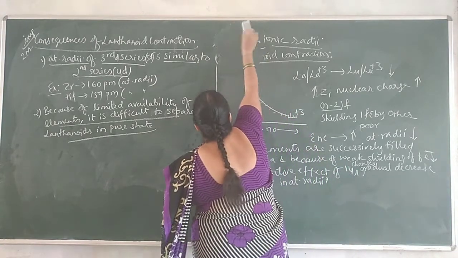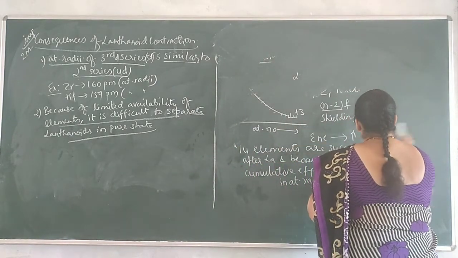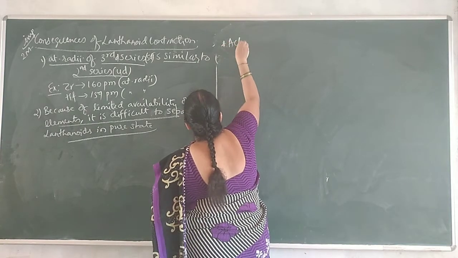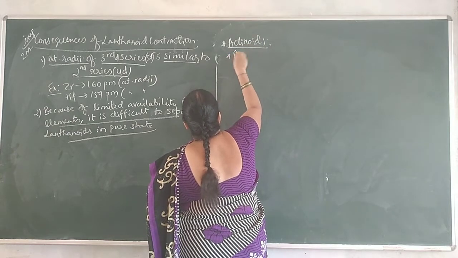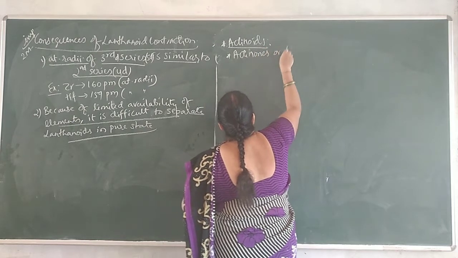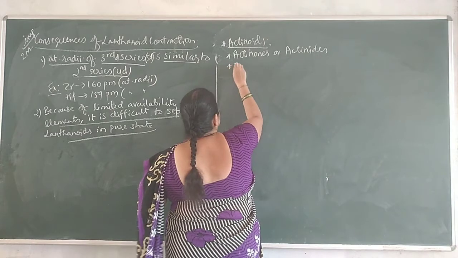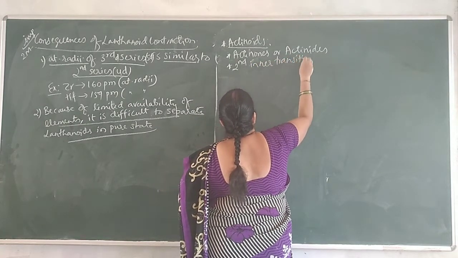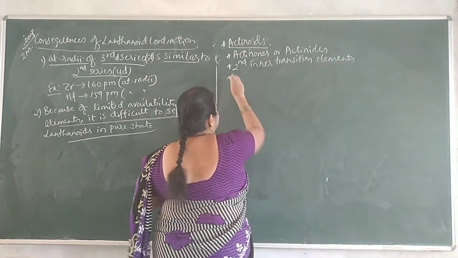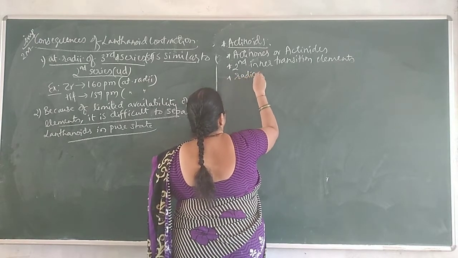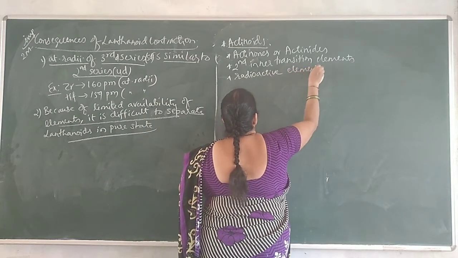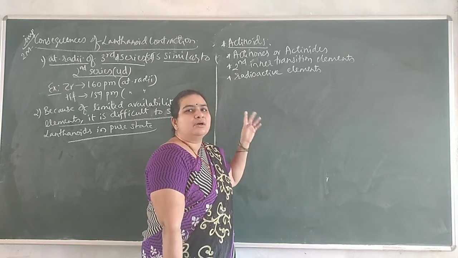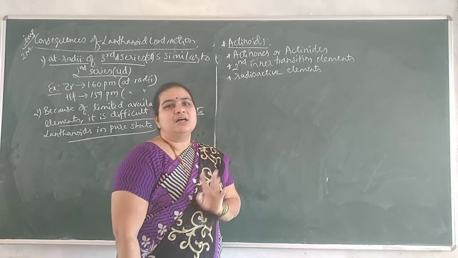Now let us move to the next concept, that is actinides. These actinides are also called actinones or actinoids. They are the second inner transition elements, and they are generally called radioactive elements, because most of the elements in the actinides are radioactive in nature. They may be either man-made or naturally occurring. Among the 14 elements, 11 are radioactive in nature.